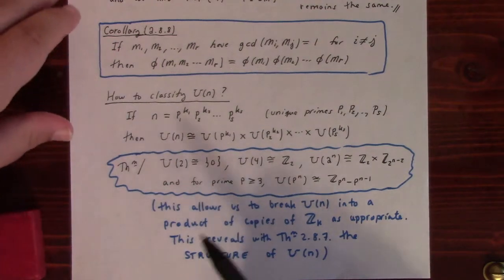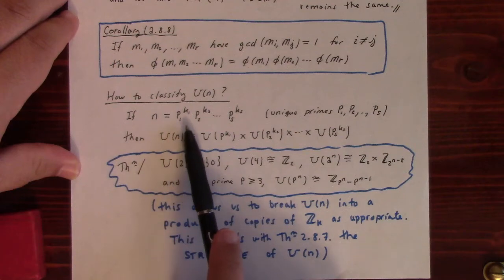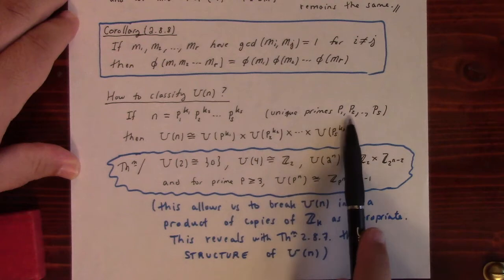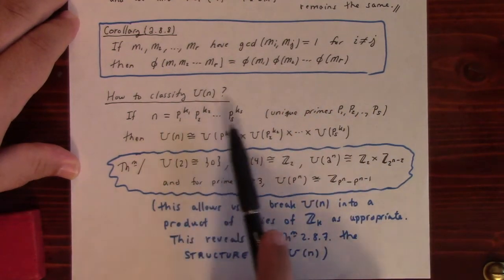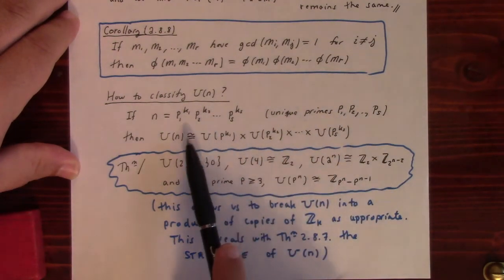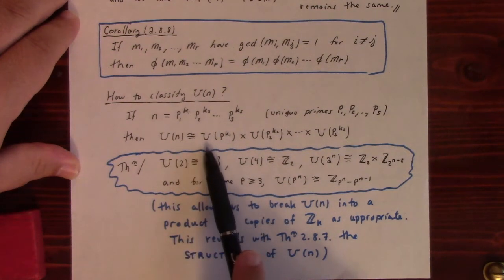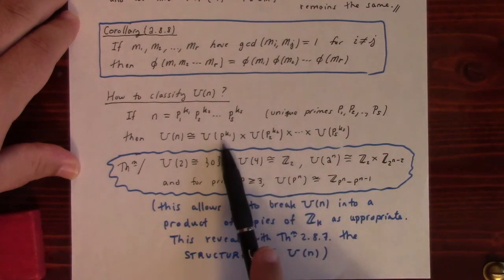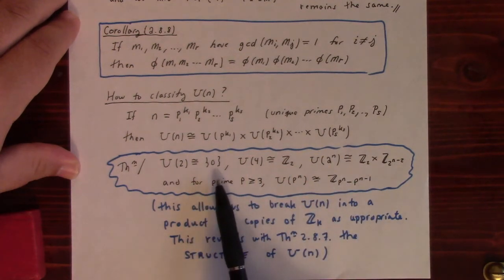And so this pretty much tells us how we can classify Un. If n is the product of prime powers, as any integer is, right? There's a unique prime power factorization of every integer, by the fundamental theorem of arithmetic, and so you can get those p1 through ps, and Un is going to be isomorphic to the direct product of U(p1^k1), U(p2^k2), through U(ps^ks). What those actually look like in terms of Zn is given to us by this little theorem right here.